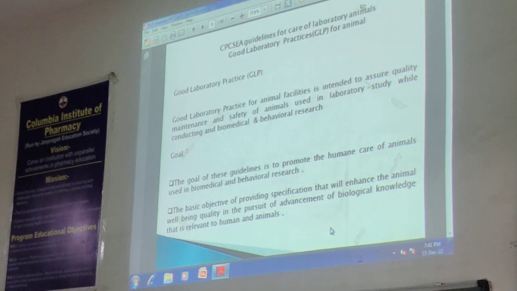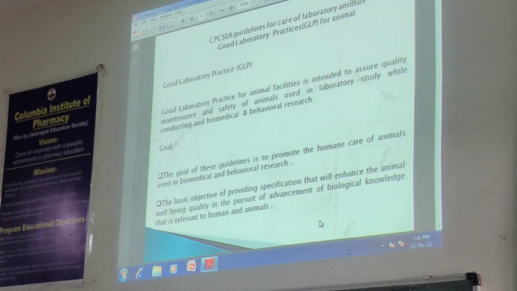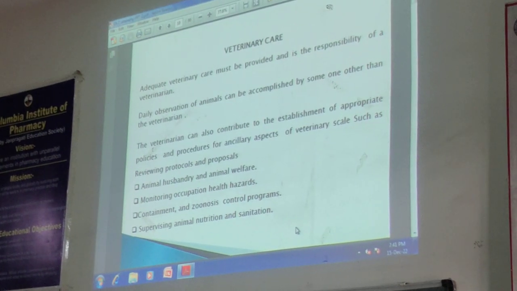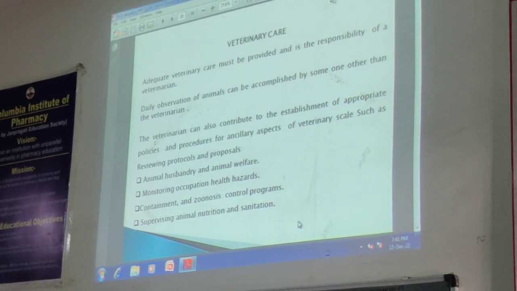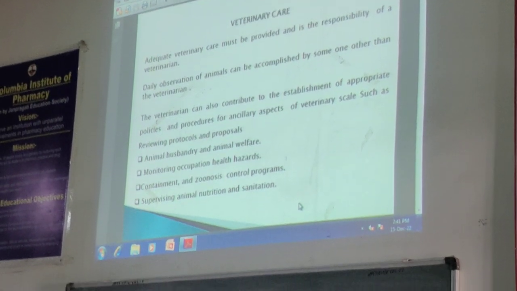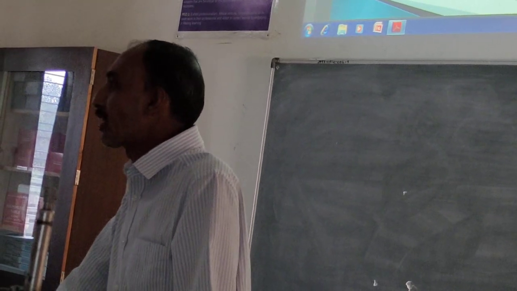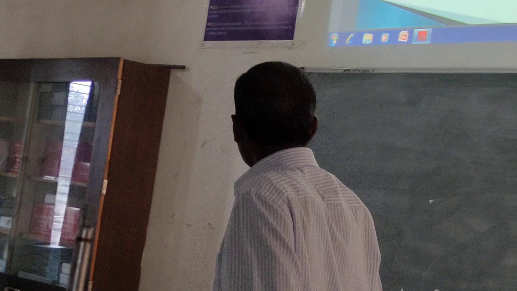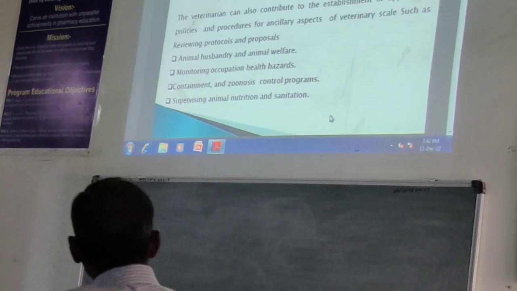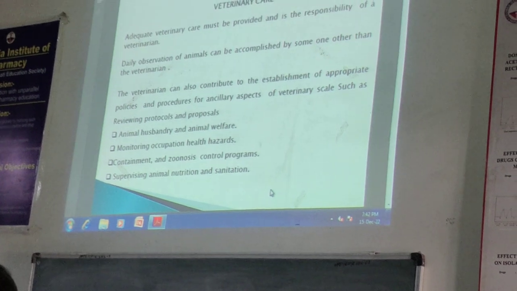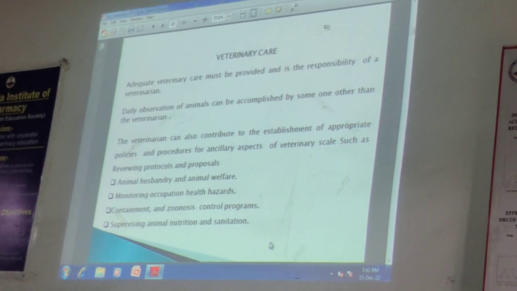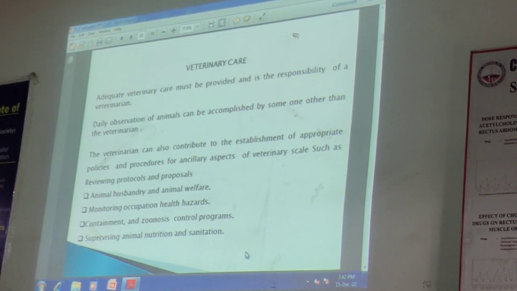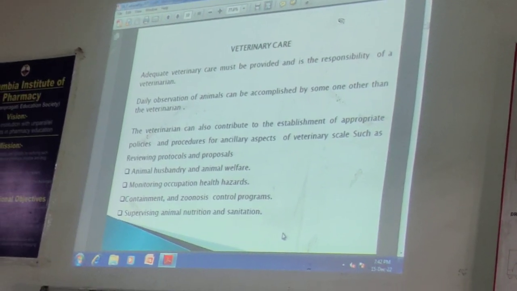This is the good laboratory practice. These things we have already discussed. Next, first of all, we should provide veterinary care for the animals. We should have sound knowledge of what kind of care to provide during housing as well as during experimentation. This is the most important thing. Veterinary care means animals should be kept properly in sanitized polypropylene cages with proper husk bedding. This is the first important thing.